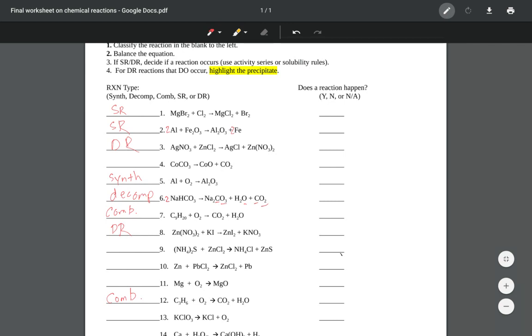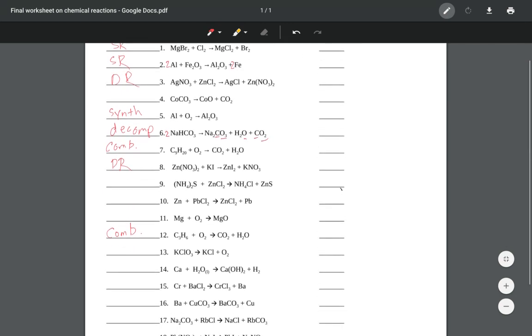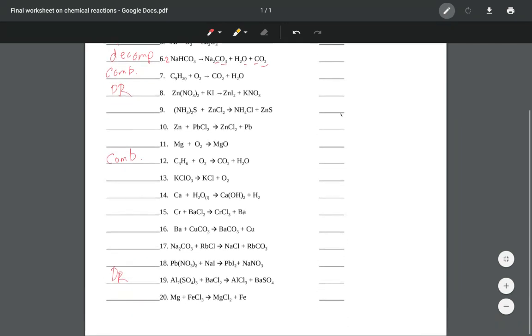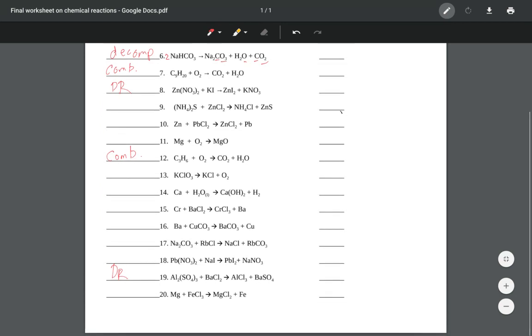And then another one that could be a little bit trickier to balance would be something like number 19. You've got 2 aluminums on the left, 1 on the right, so you put a 2. You have 3 sulfates on the left, and so you put a 3 on the right. And then that's 3 bariums, so you put a 3 on the left, and that's 6 chlorines, 6 chlorines. That one actually balances out pretty well.